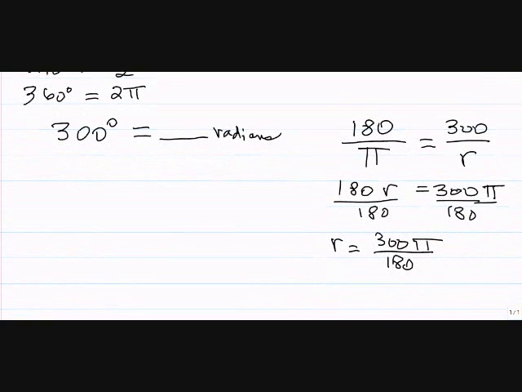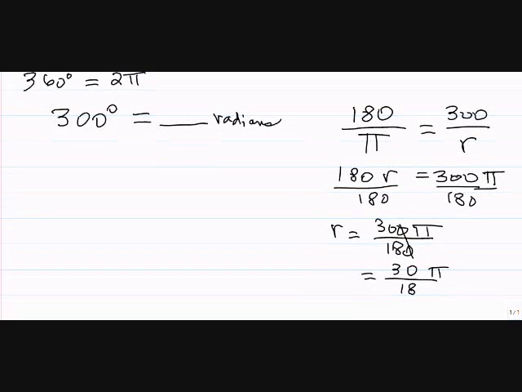Okay, to simplify the fraction 300 over 180, the zeros will cancel, and I get 30 over 18. What number will go into both 30 and 18? 6. Divide 30 by 6 and get 5. Divide 18 by 6 and get 3. So 300 degrees is 5 pi over 3 radians.